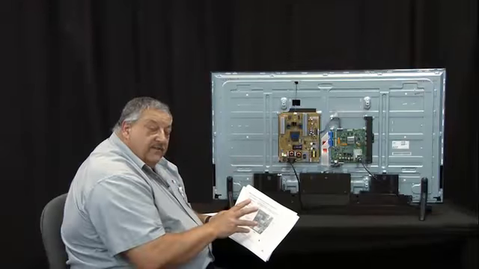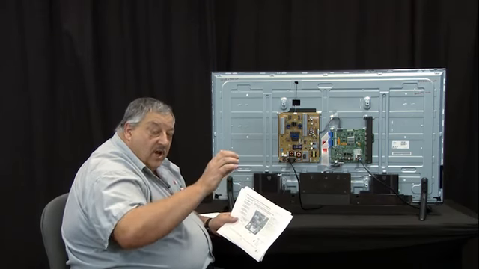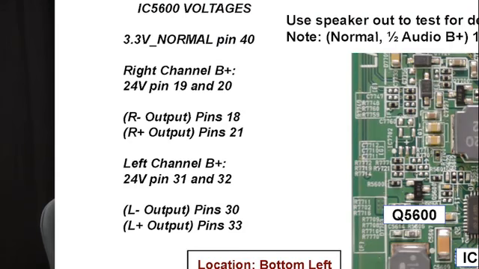Now, don't forget that the audio amplifier runs off of two voltages. It's called audio amplification voltage. That's the 24 volts. And it's called low voltage signal processing voltage. And in this case, it's 3.3 volt normal. And it tells you where to make those checks and how to find that.